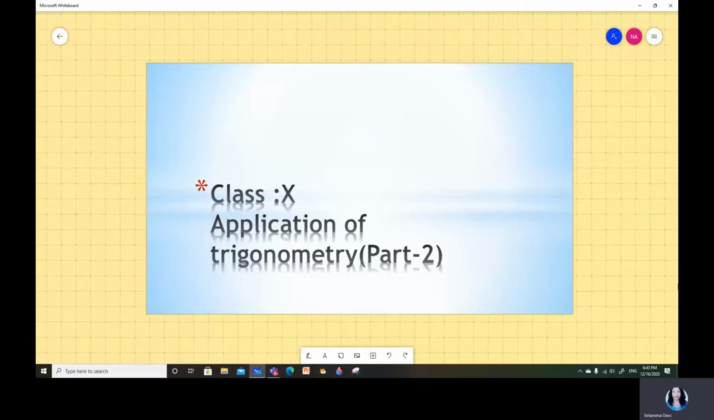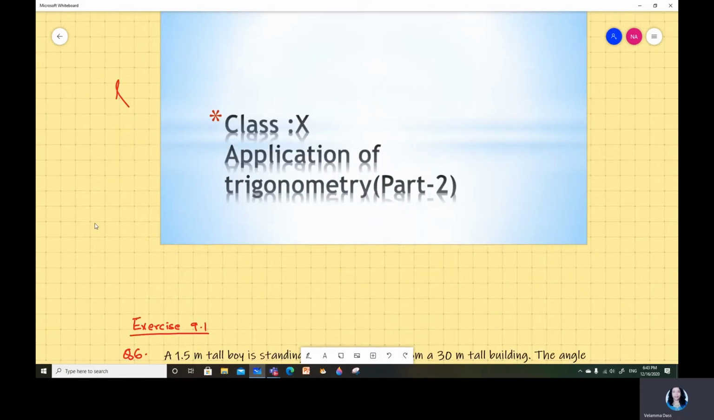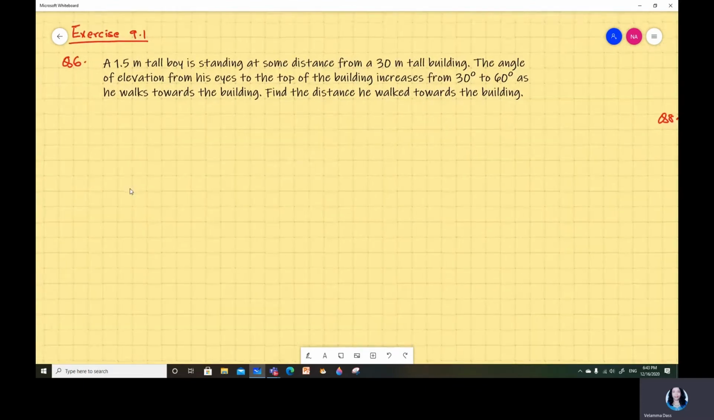Today we'll start with class 10, application of trigonometry part 2. We already have seen the introduction part. Let's start solving this one. This is exercise 9.1. Coming to exercise 9.1, question number 6.